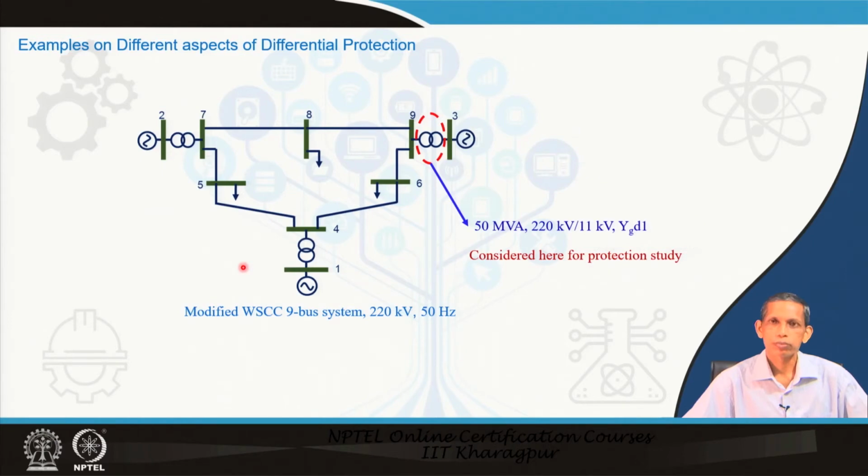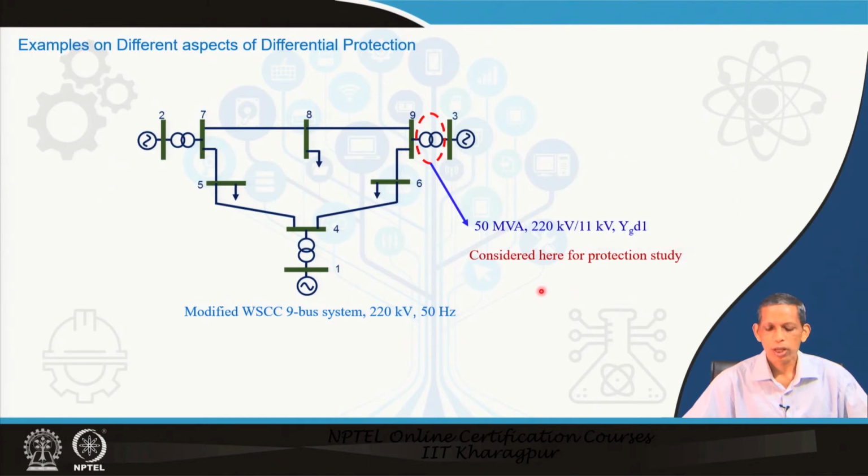Now, let us go to examples. This is the 9 bus system, and we have considered this for a 50 Hz system at 220 kV level of voltage. We have considered a transformer on the source side, 11:220 kV, 50 MVA capacity, with star grounded delta connections. So, the vector group is YD1 connection.